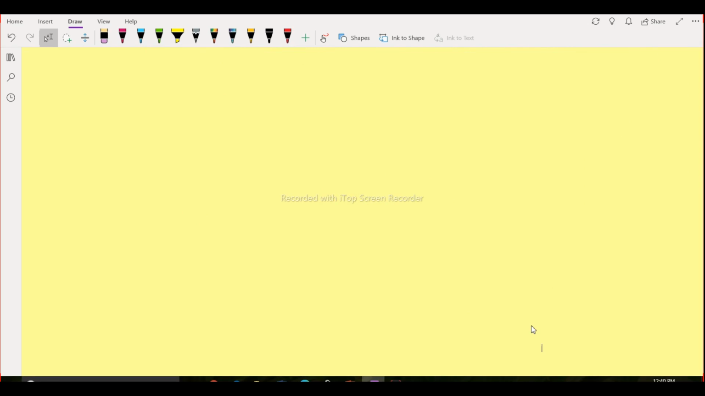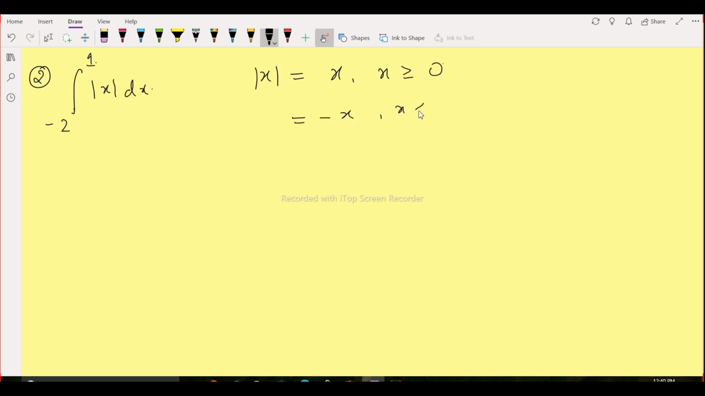Let's say the next one is, the question is, we are finding minus 2 to 1 mod of x dx. Now if we understand modulus x, mod x will be different in different intervals. So we know mod x is equal to x when x is greater than or equal to 0, and mod x is minus x when x is less than 0.